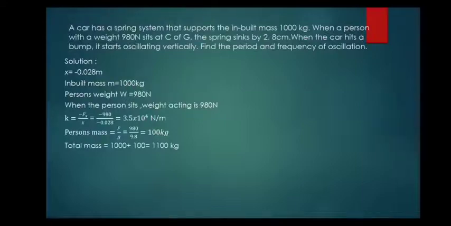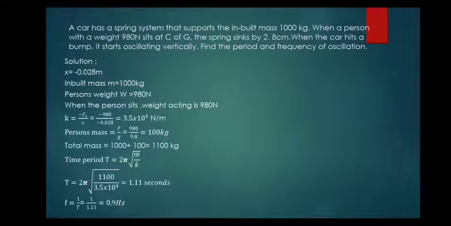The person's mass we can calculate by F by g. F is the force, 980 divided by 9.8, and you will get the person's mass, which is equal to 100 kg. Now the total mass will be equal to 1000 plus 100 kg. So the time period can be calculated using the formula T = 2π√(m/k). Here the total mass you need to substitute as 1100 divided by the force constant, already calculated as 3.5 into 10 to the power 4, which is equal to 1.11 second.